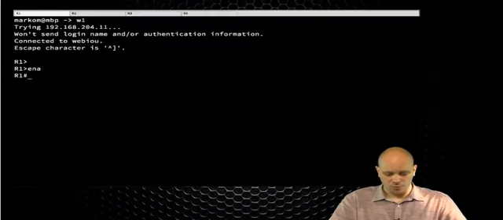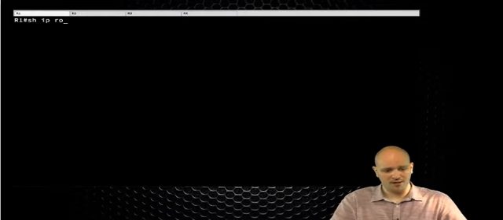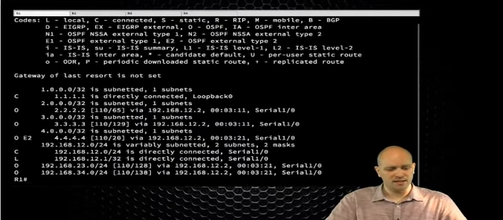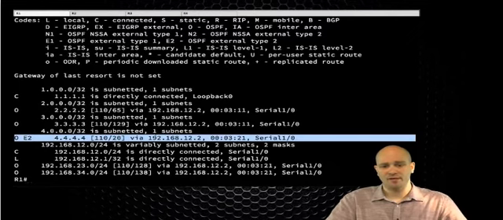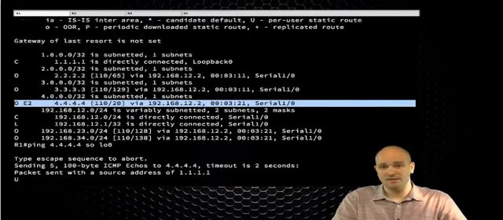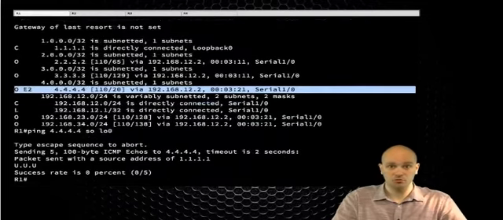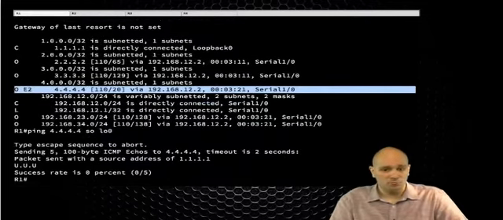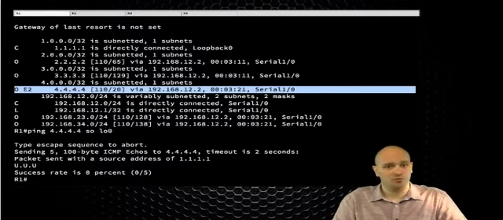So if I go to R1 and if I do show IP route, I'm going to see that I actually do have the route for my loopback in the routing table. If I try to ping this loopback, I'm getting destination unreachable. So you can see here that I'm getting .u.u.u. Okay, fair enough. Can R4 reach R1?